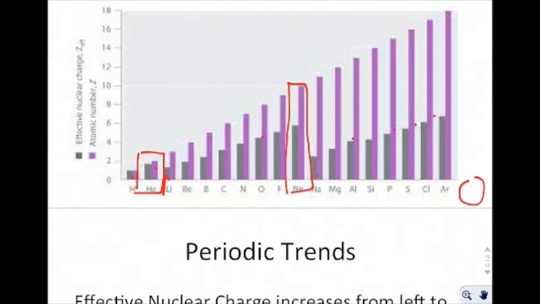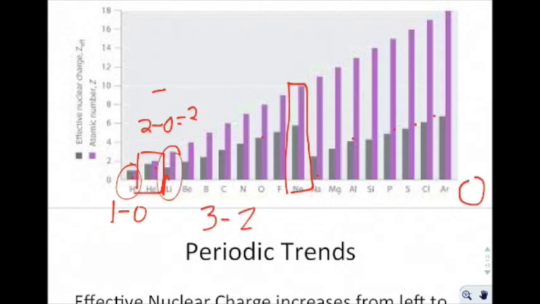The effective nuclear charge for hydrogen: there are no shielding electrons, so it's 1. For helium, there are no shielding electrons, so it's 2. Once we get to lithium, the atomic number is 3, but now I have 2 shielding electrons, so it gets to be 1. Beryllium is 4, but there are still only 2 shielding electrons. There are only 2 shielding electrons all the way until I get past neon. Once I get past neon, there are now 10 inner shielding electrons.